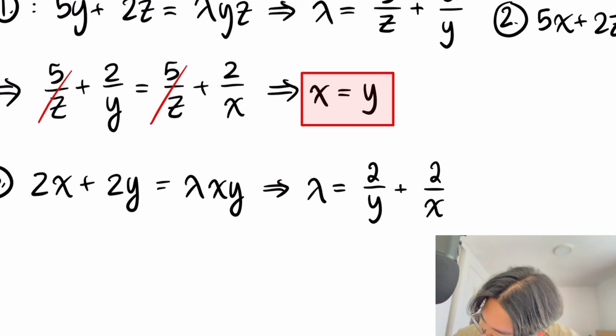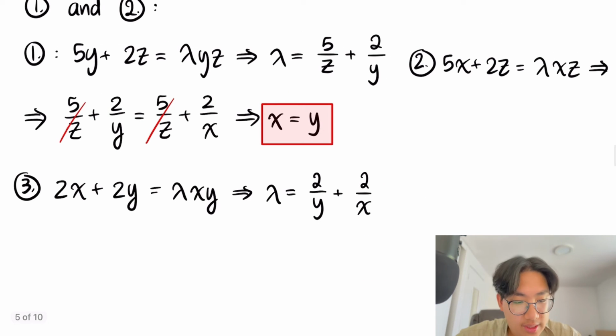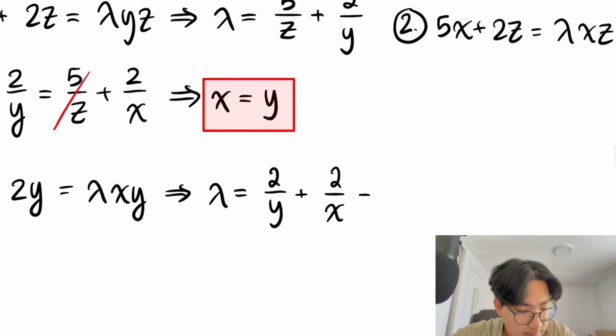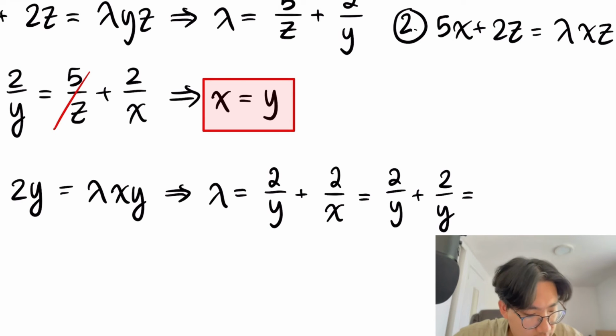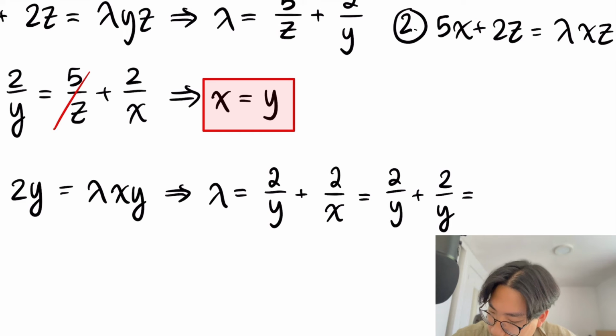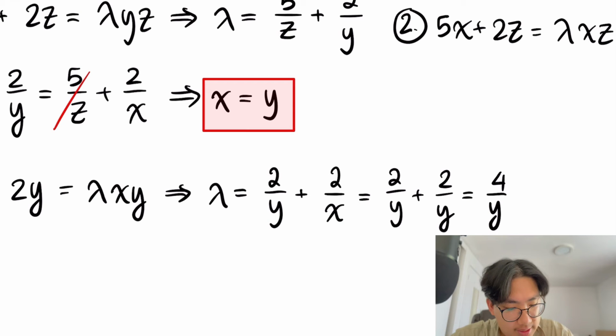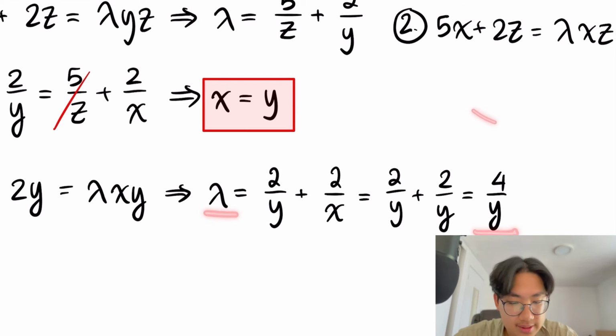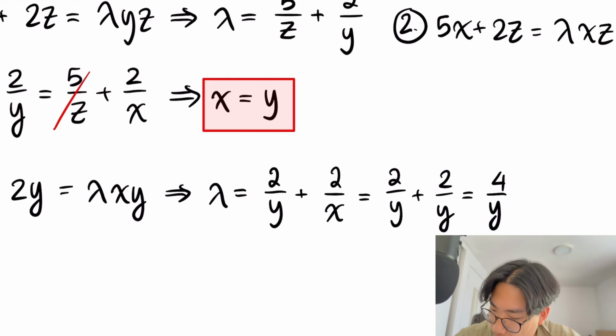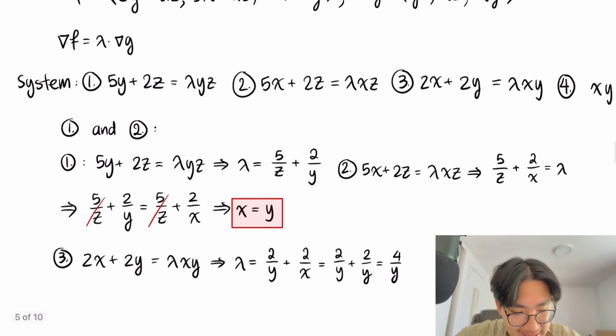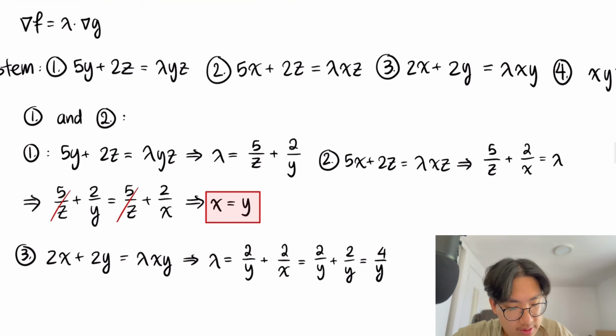Okay. And then here, because we have x is equal to y, we can make direct use of that, meaning that this is equal to 2 over y plus 2 over y, which of course is just equal to 4 over y. Yes, 4 over y. All right, so this is again solving and seeing that lambda is equal to 4 over y.